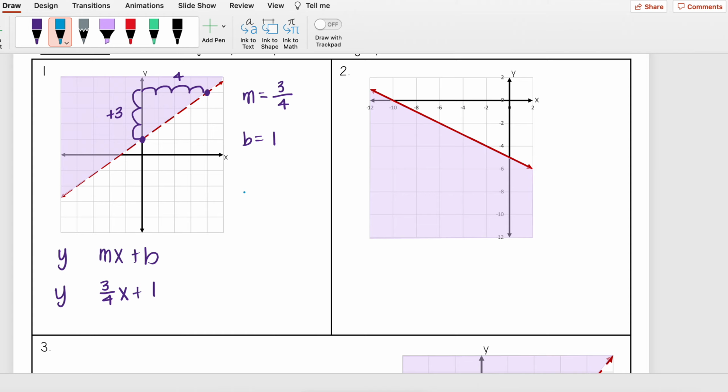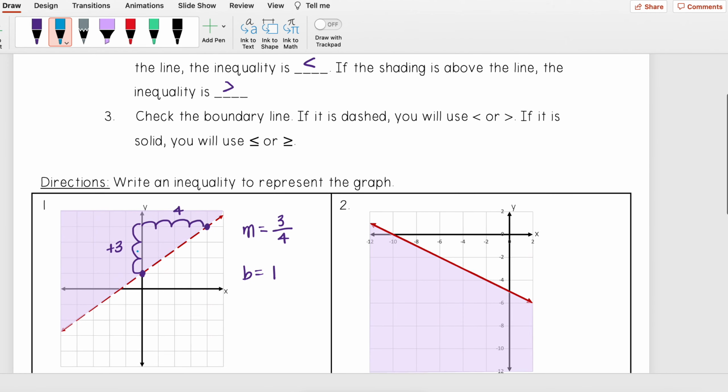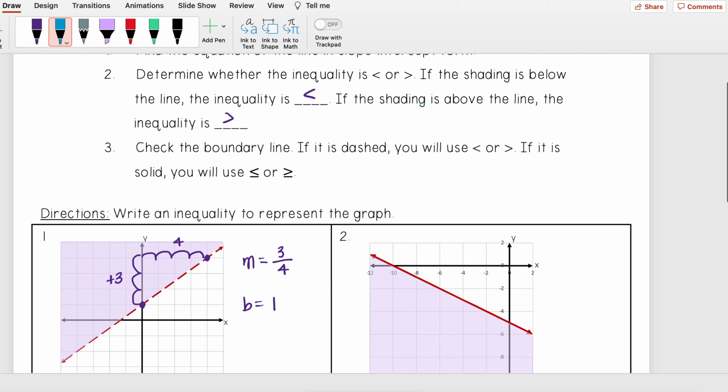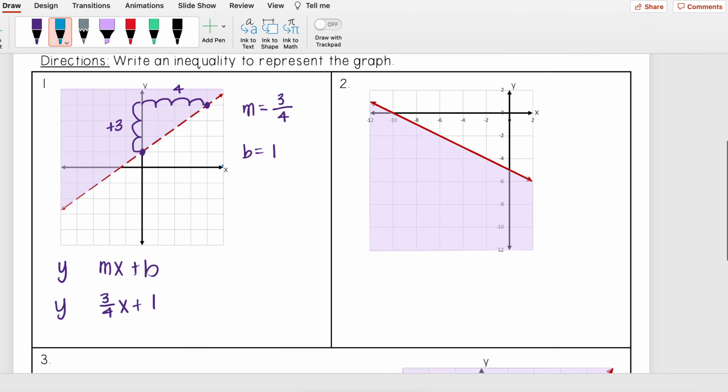So I'm first going to see, okay, is it shaded above or below the line? Well, I see the shading is above the line, and so we see from up here, if the shading is above the line, then the inequality is greater than. And then I see this is a dashed line, and so we learned from step 3 that that means it's going to stay strictly greater than. And so that means that my inequality is y is greater than 3/4 x plus 1. Okay, let's look at this next one.